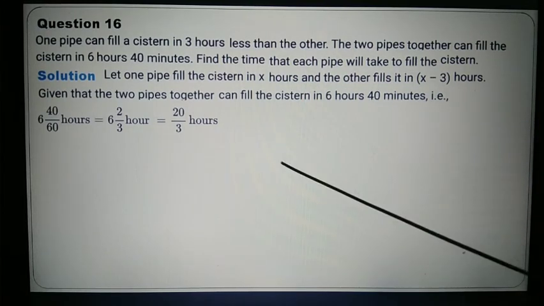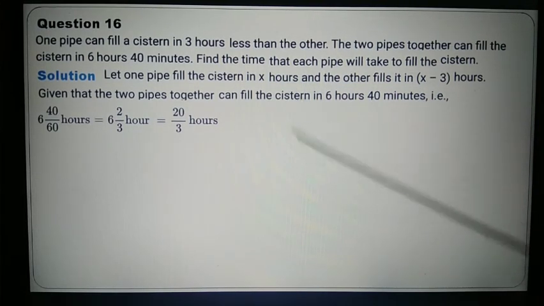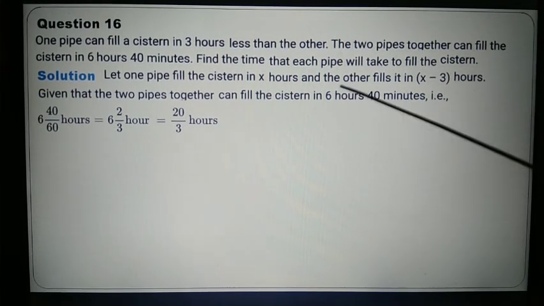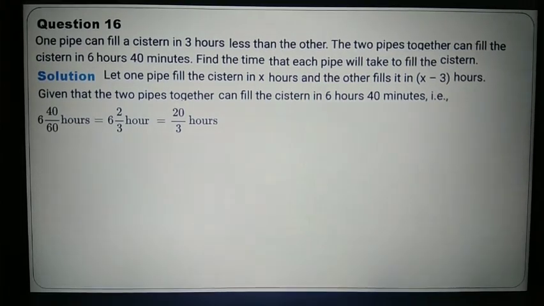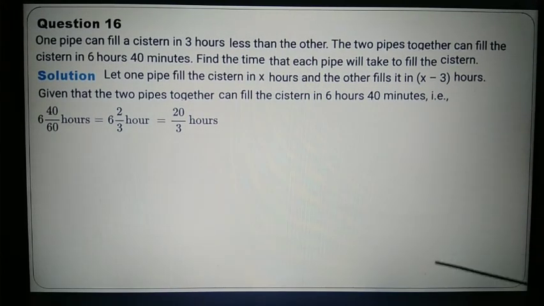Okay, and in 1 hour the same pipe can fill only 1 by x part. So imagine this is your 1 by x part. Now if the other pipe is opened, then it can fill this whole cistern in x minus 3 hours. Now in 1 hour the same pipe can fill 1 by x minus 3 part of the cistern. So this was our 1 by x. Let me assume this to be 1 by x minus 3.